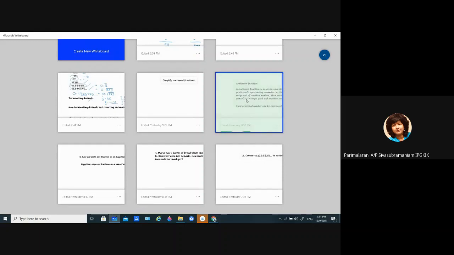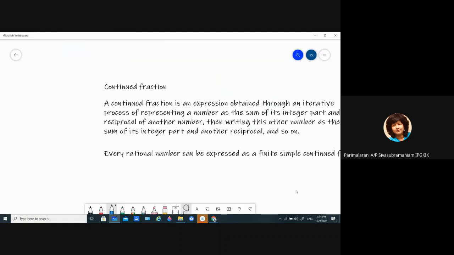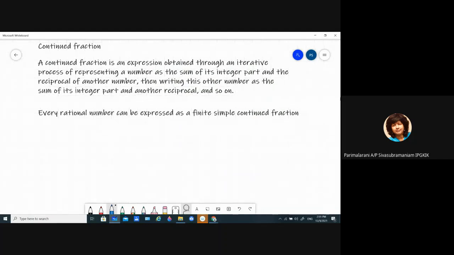Okay, the next concept that we're going to look at is continued fractions. A continued fraction is an expression obtained through the iterative process of representing a number as the sum of its integer part and the reciprocal of another number, then writing this number as the sum of its integer part and another reciprocal, and so on. Every rational number can be expressed as a finite, simple, continued fraction. Finite means there's an ending, it stops. So every rational number, every fraction, can be expressed as a simple continued fraction.